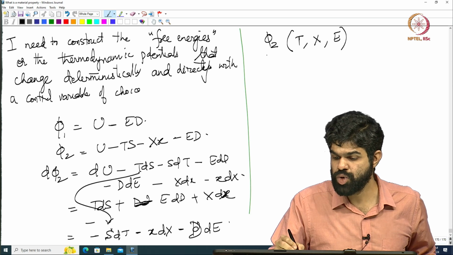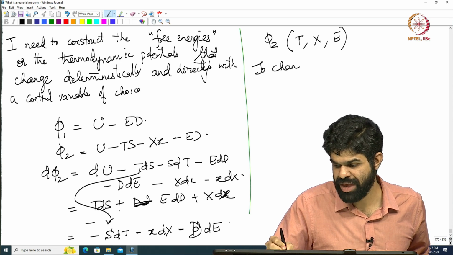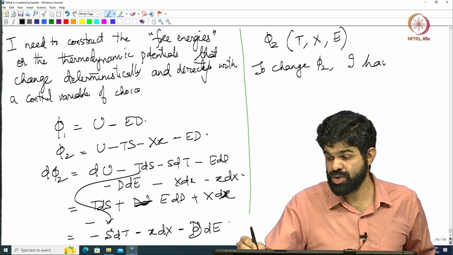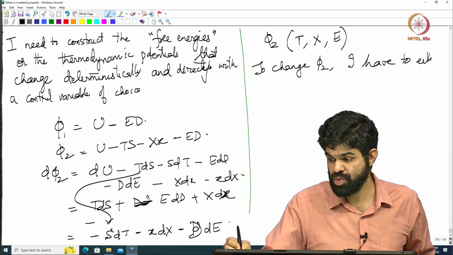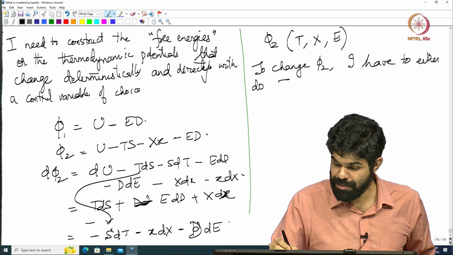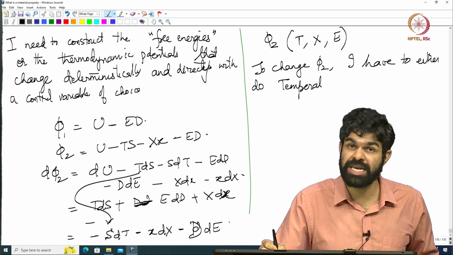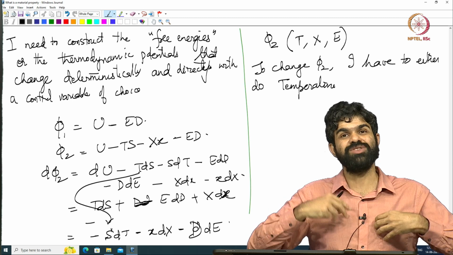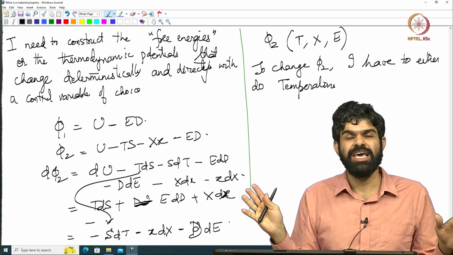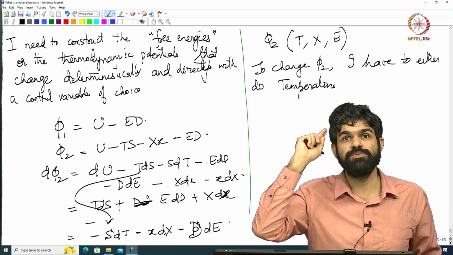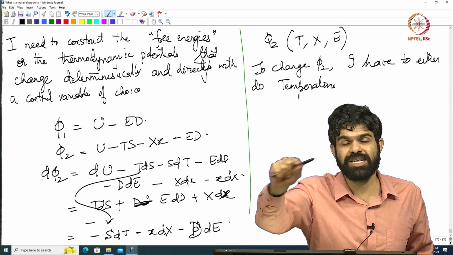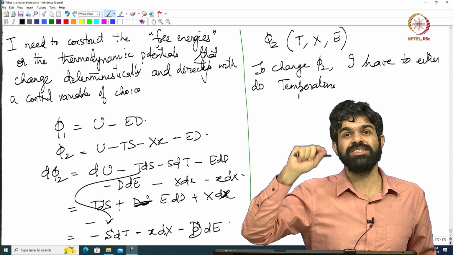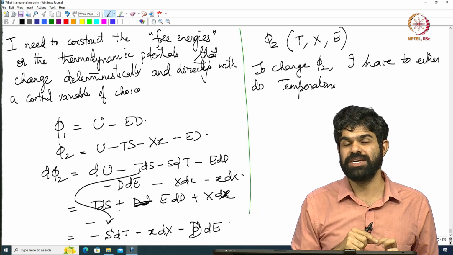So, I have to change phi 2, right. So, I have to do temperature controlled experiments. So, in the experiment I need to control the temperature. Temperature is something in my control, right. So, I can change the temperature at will. If I want a temperature of 300 degrees, I should be able to set the system at 300 degrees Celsius. If I want the temperature at 250 degrees Celsius, I should be able to set the temperature at 250 degrees Celsius, right.